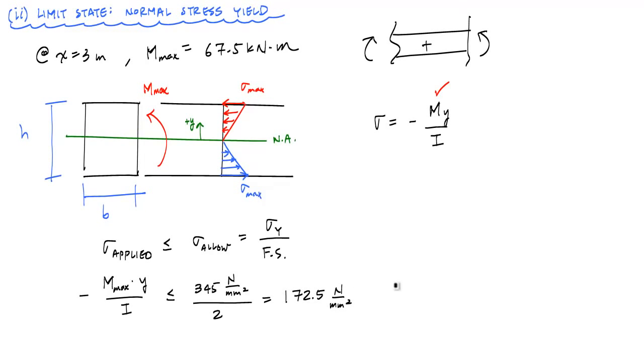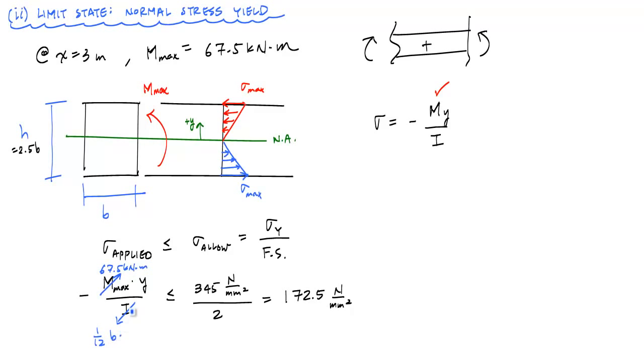Alright, now that we have this basic design relationship set up, what we want to do is just substitute values and see if we can solve for a geometric quantity. And in this case, we're going to be solving for b, because we know that h is equal to 2.5 times b. So we're just going to make some substitutions. M max we found from the moment diagram. This was 67.5 kilonewton meters.